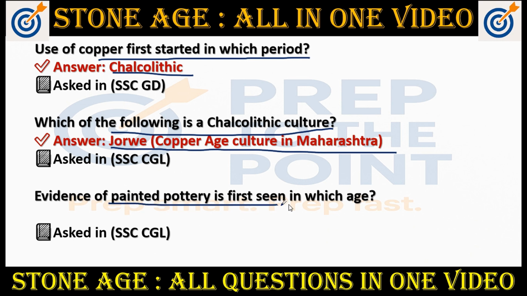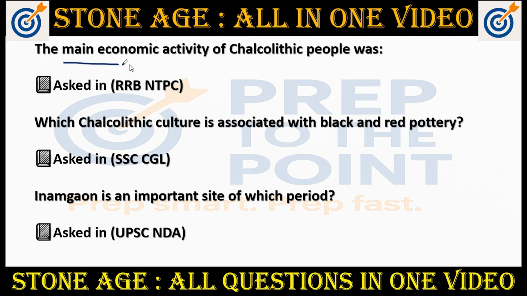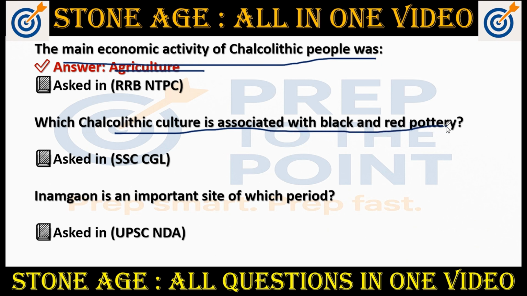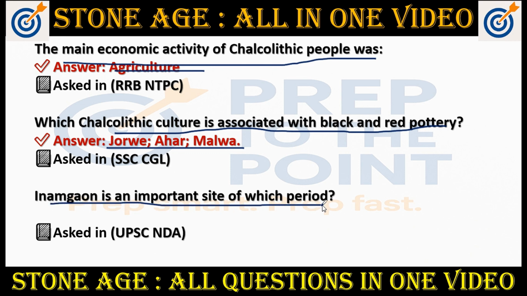Evidence of painted pottery is first seen in which age? In Chalcolithic age. The main economic activity of Chalcolithic people was agriculture. Agriculture was the main activity of Chalcolithic people. Which Chalcolithic culture is associated with black and red pottery? In Jorwe, Ahar and Malwa culture. Inamgaon is an important site of which period? Inamgaon is an important site of Chalcolithic age.